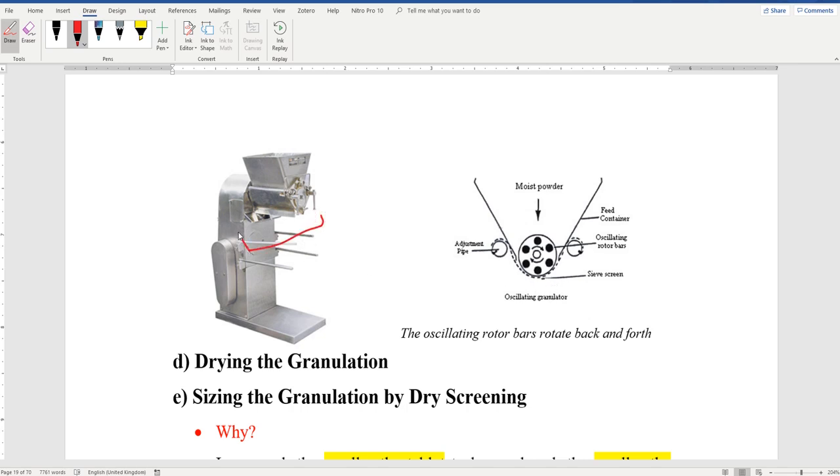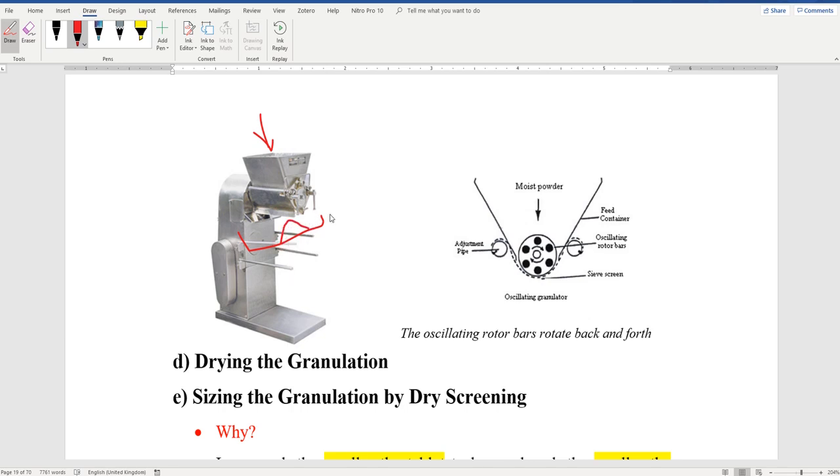So here we have a tray. Here we have a mesh or a sieve. And here we have the rotor bar inside. We add the wet mass from here, and this will work. So the wet mass will fall down here. As you see, if we leave the tray like that, the wet mass will form a heap like this.